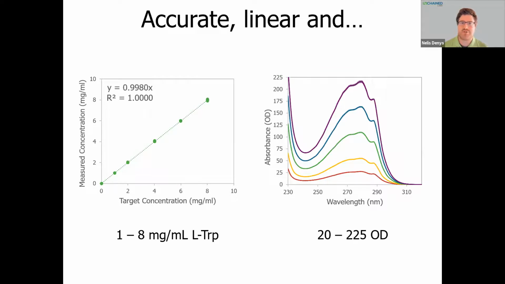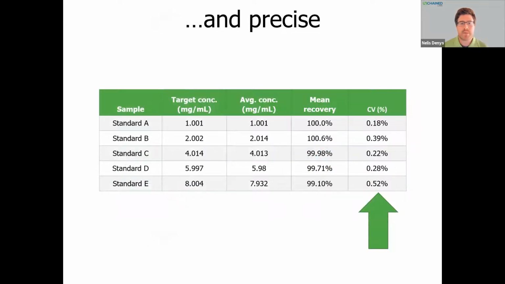The average concentration, the mean recovery, and relative standard deviation versus the target concentration were calculated by our analysis software for each of these standards. Plotting the average result of each standard shows the great linearity of Lunatic over a dynamic range of 20 to 225 OD. Overall, the average concentration was within 1% of the target concentration of every single standard. All percent coefficient of variation were less than 1%, even at the highest concentration, showcasing Lunatic's high degree of precision. All this so you can easily check the instrument as much as you want.